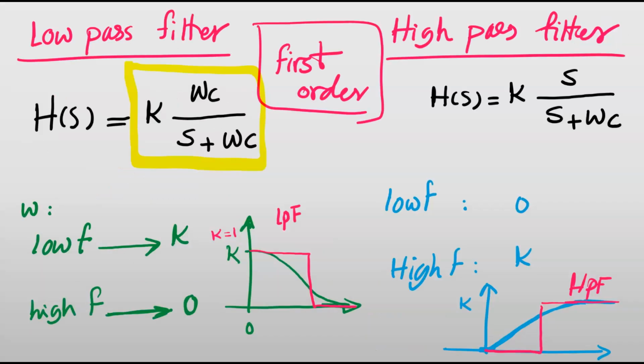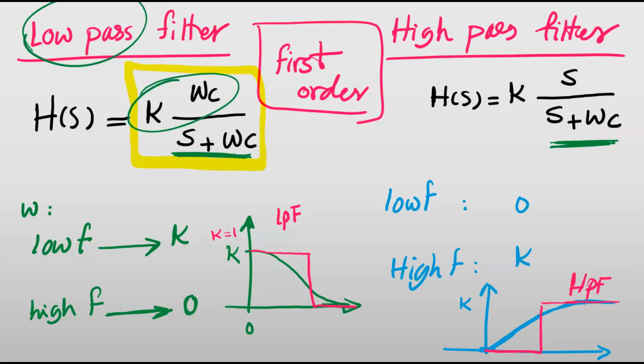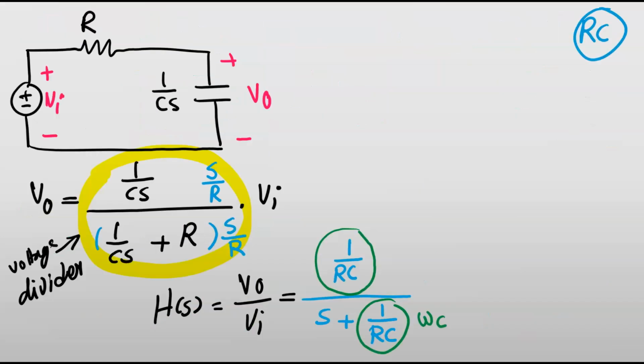Because I have a constant gain in the numerator, I'm assuming that this is the transfer function of a low pass filter. Let me remind you, if you have a first order transfer function, in the denominator for both high pass and low pass you're going to see S plus a number, which is your cutoff frequency. The difference that describes whether this is a low pass or a high pass is your numerator. If in your numerator you have a constant number, that's a low pass filter. If you have something multiplied by S, that's a high pass filter. So what I have here is a low pass filter.